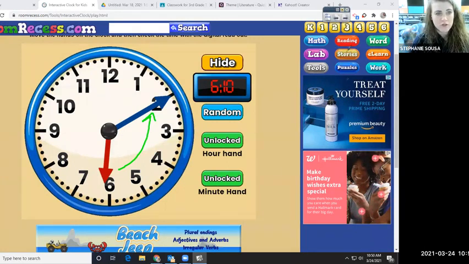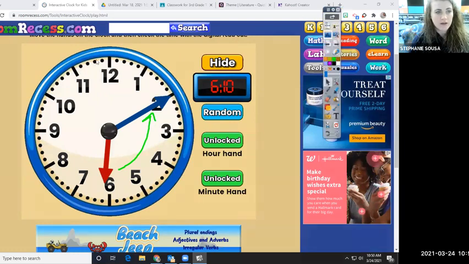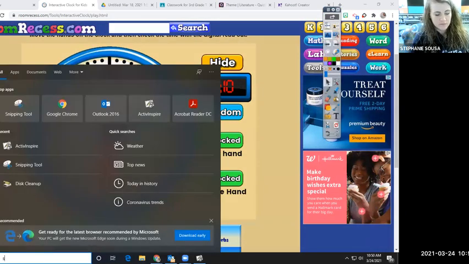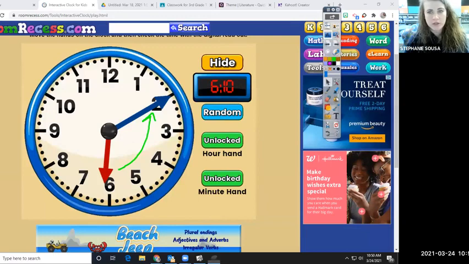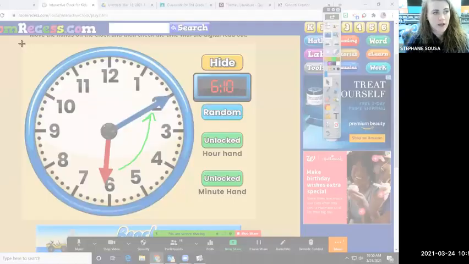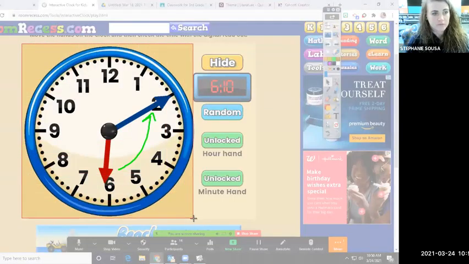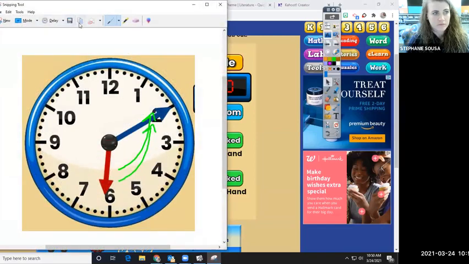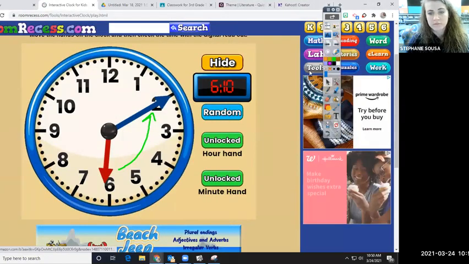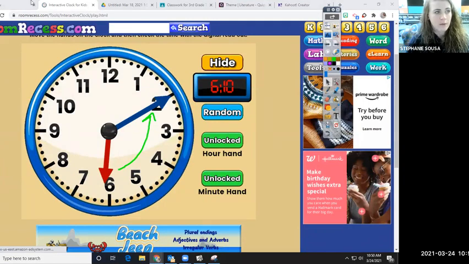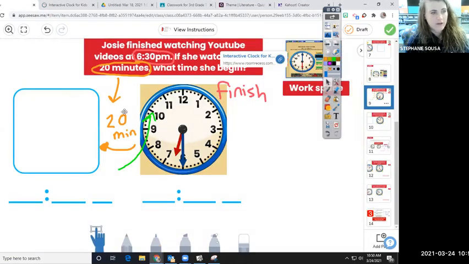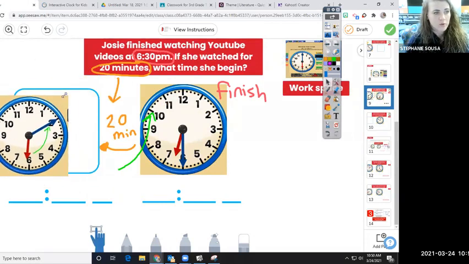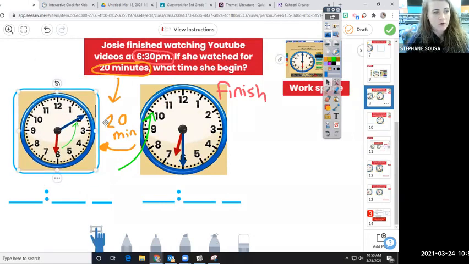So I'm going to take a screenshot of my clock. You are taking a screenshot of your clock right now. I am going to upload my screenshot of my clock. You are going to upload the screenshot of your clock.